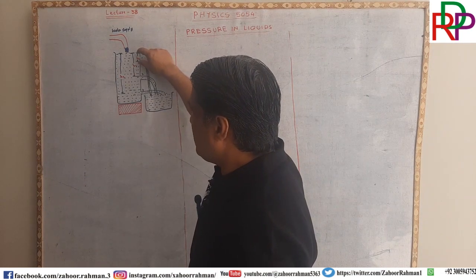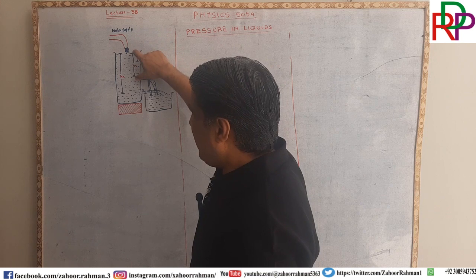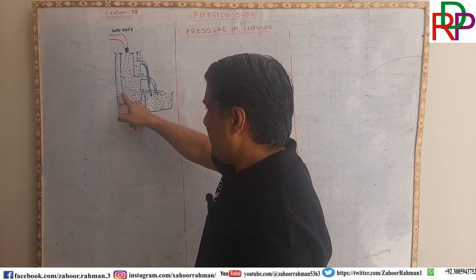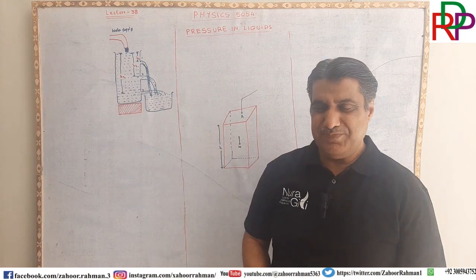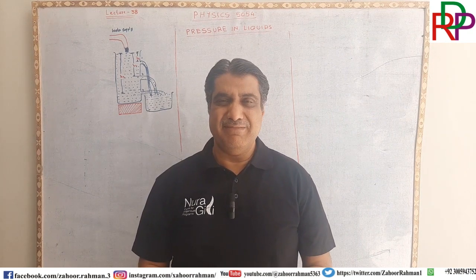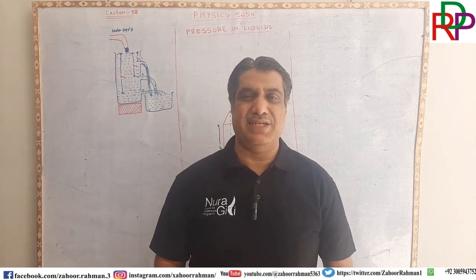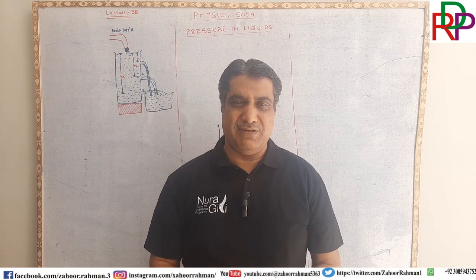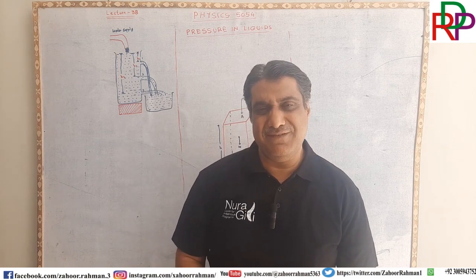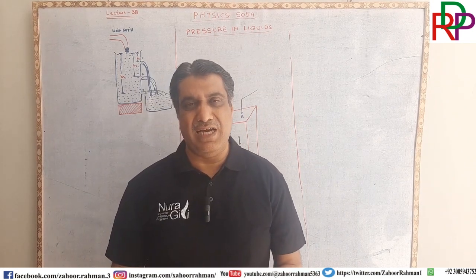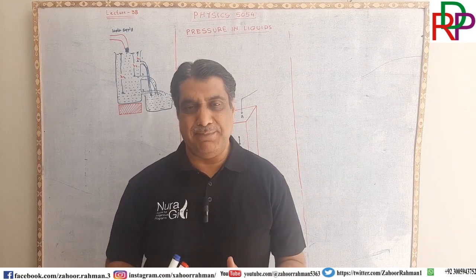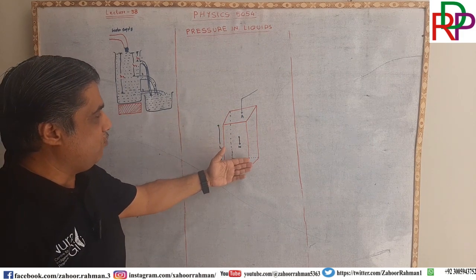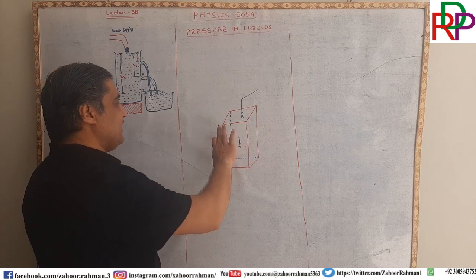At height 1, the pressure will be one value. At height 2, the pressure will be another. At depth 3, the pressure will be another. How will we find the pressure at a specific depth? Let us derive a general formula and then we will specialize that formula for a specific depth. For that, let us consider a column of water whose height is h.